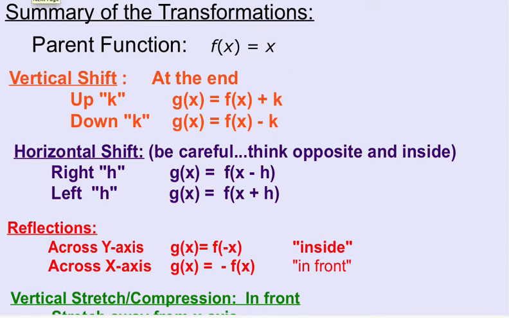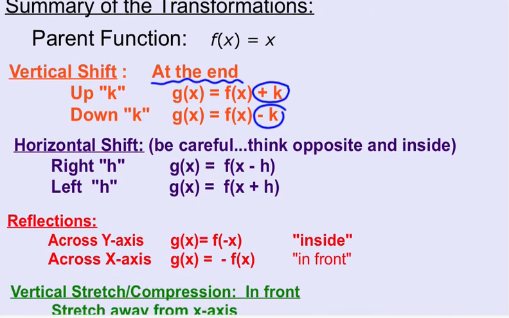Now here's what happens. We talked about the vertical translation, the vertical shift up and down. Where that happens in the equation is at the end. So that's your vertical shift up and down. If you have a positive k, it's going to shift the entire graph up. If you have a negative k, it's going to shift that entire graph on the y-axis down.